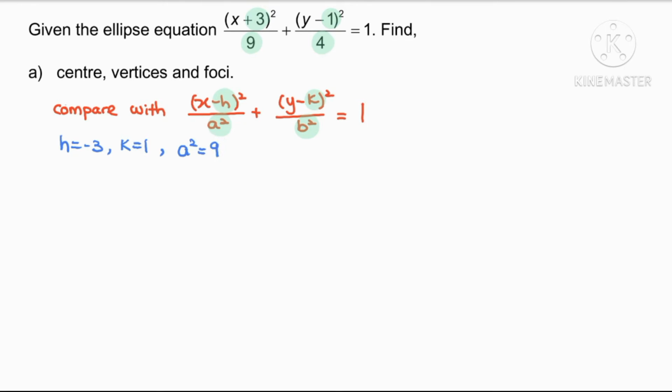So here we can get the value of a, which is equal to 3. And here we can get the value of b, which is equal to 2. As you can see here, the value of a is greater than b. So this means the ellipse has a horizontal major axis.